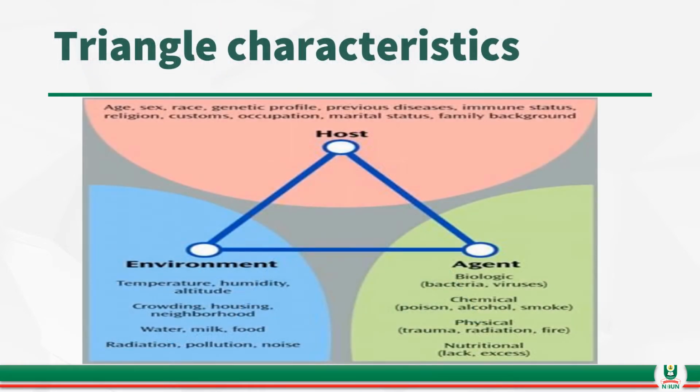If you look at this slide closely, it's not so clear, but you could see the host, the environment, and the agent. The characteristics of the host include the age, the sex, the race, the genetic profile, whether the person has had a previous disease, the immune status, the religion, the custom, the occupation, the marital status, and family background.